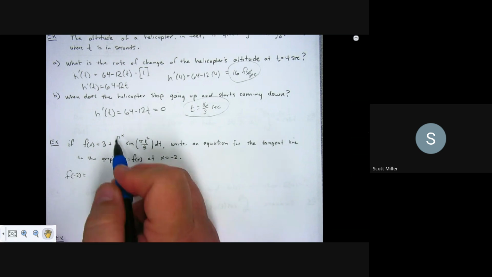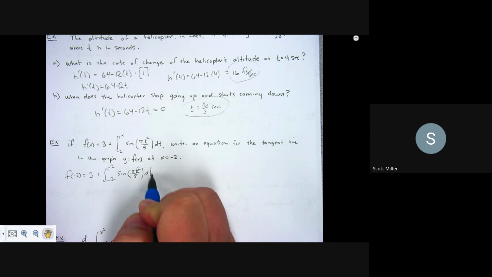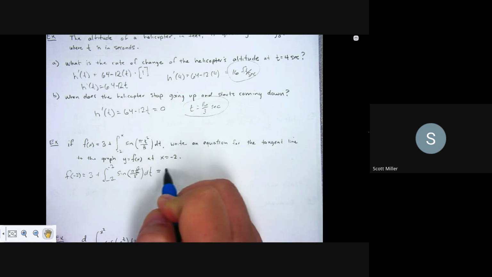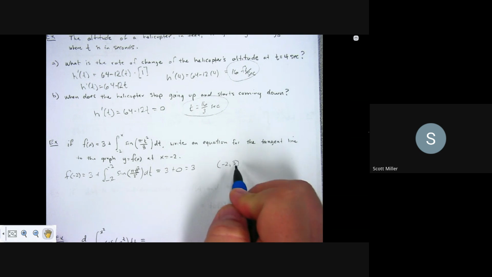Well, if I plug that in, it's going to be 3 plus the integral from -2 to -2 of the sine of pi t squared over 8 dt. And this is equal to 3 plus 0, because I'm integrating with the lower and upper limit the same. That means this whole quantity is going to be 0. And so there's my point, -2, 3.